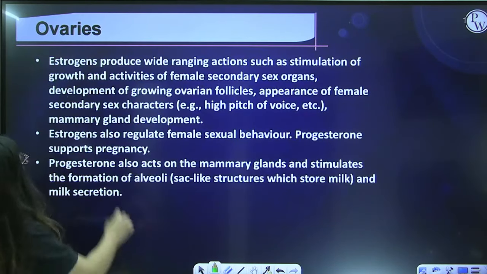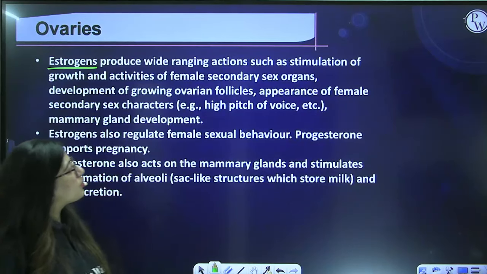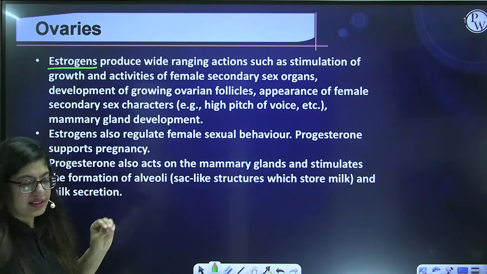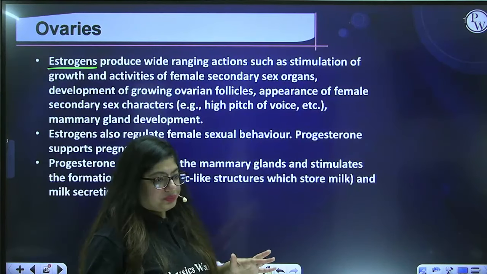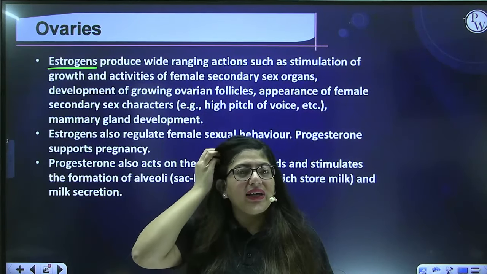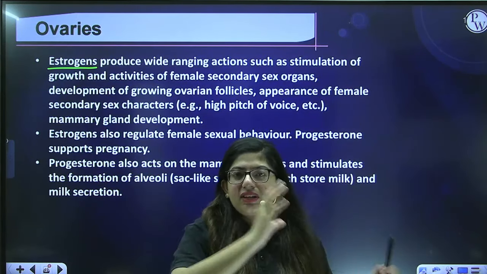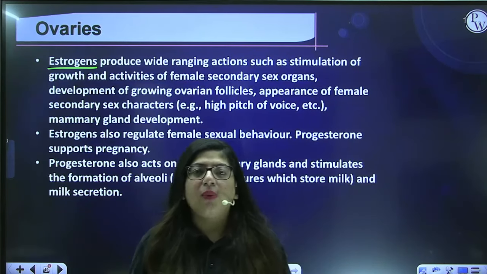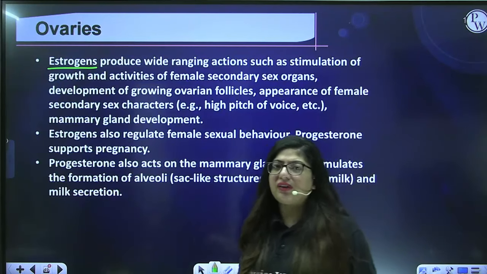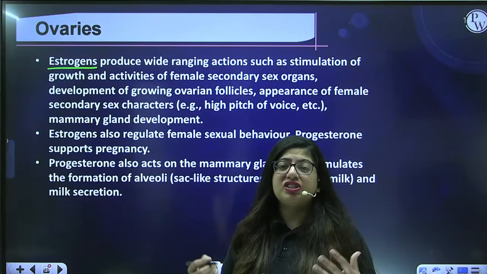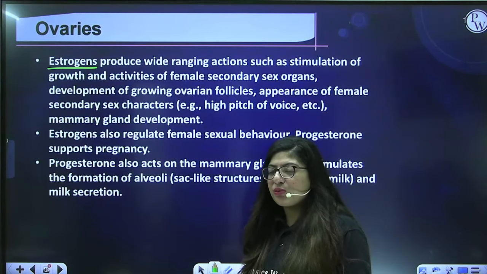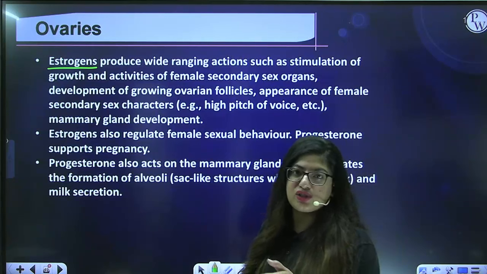First of all, let's talk about estrogen. Estrogen produces wide-ranging actions such as stimulation of growth and activity of female secondary sex characters. So a female child is different from a teen, because the teen has hit puberty and secondary sexual characters have been formed under the influence of the hormone estrogen. Now what are these? How is she different? First of all, she has breasts, she has a high pitch voice. All these changes that occur in a female after puberty are secondary sexual characters, right?